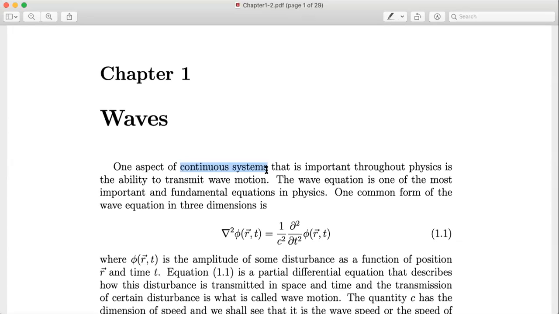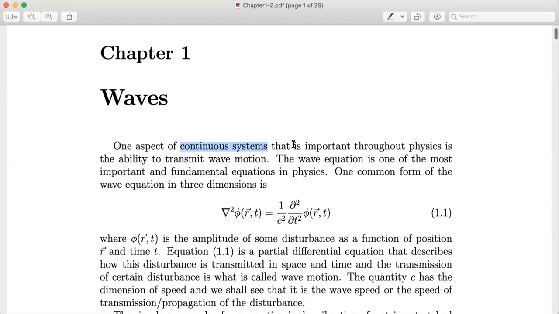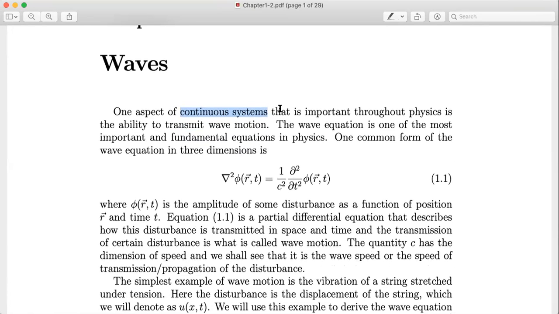Continuous systems, you can think of them as infinitely many very small masses. So the number of degrees of freedom will be infinite. And the motion of continuous systems will be governed by partial differential equations, not surprisingly. Wave motion is a common feature of continuous systems, and it's a common way to transmit energy. And the wave equation is one of the most important and fundamental equations in physics.